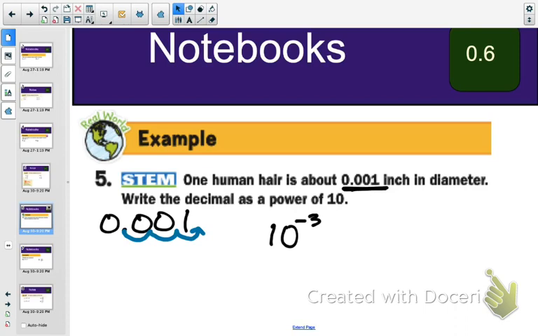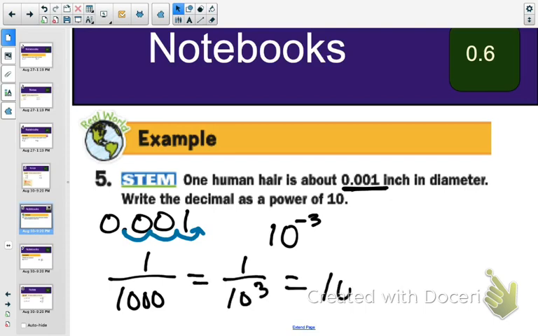You can also think of this decimal as 1/1000th, or 1 over 1000, which is the same as 1 over 10 to the 3rd, which again is 10 to the -3rd. Okay, so you can either write it as a fraction first, then change it, or you can think of just moving your decimal. However you want to do it.